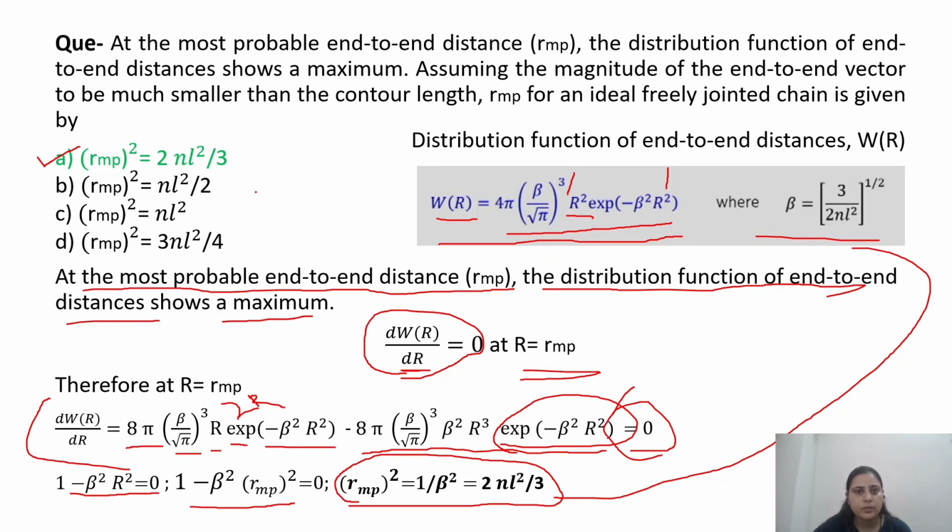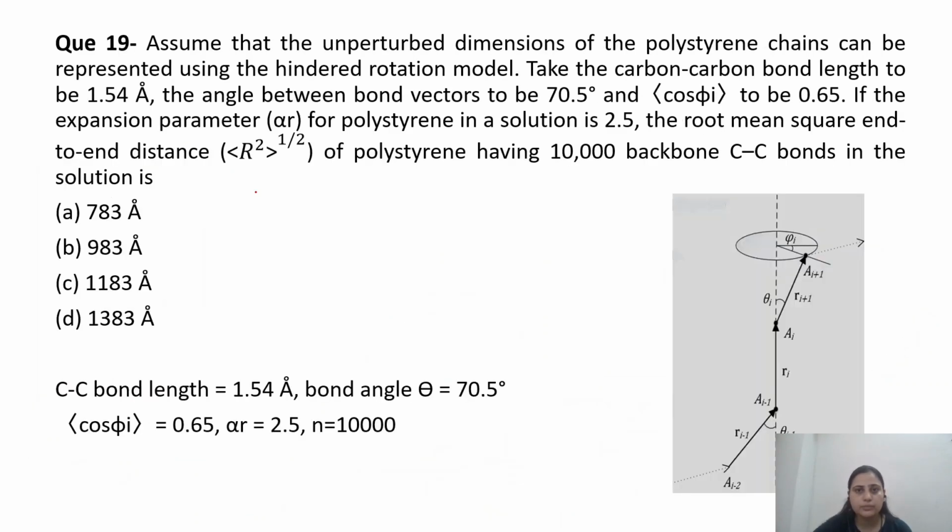Let's move to the next question. Question 19 assumes the unperturbed dimension of the polystyrene chain. In this question, the polystyrene chain can be represented using the hindered rotation model. The carbon-carbon bond length is given as 1.54 angstrom, and the angle is also given, which is 70.5 degree. Cos phi value is also given, which is 0.65.